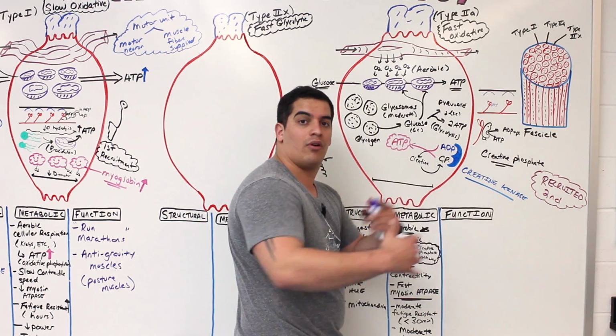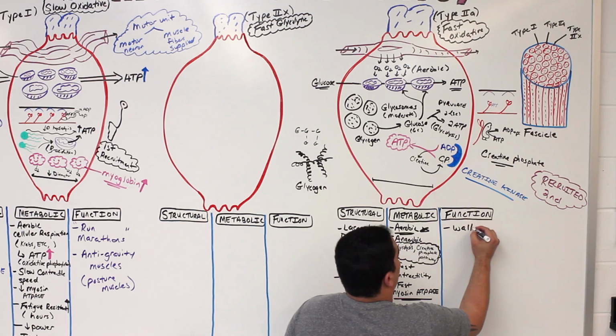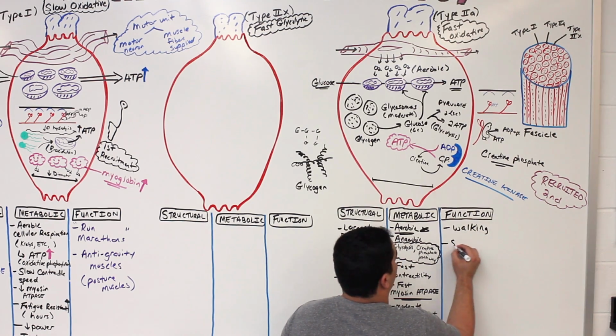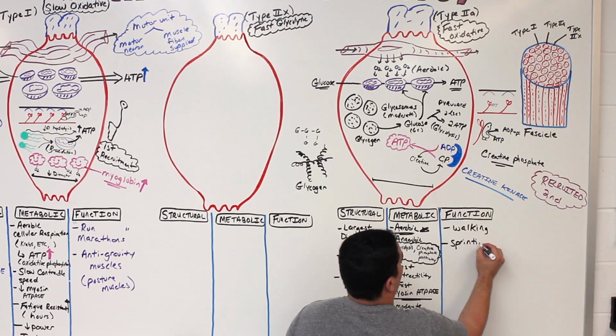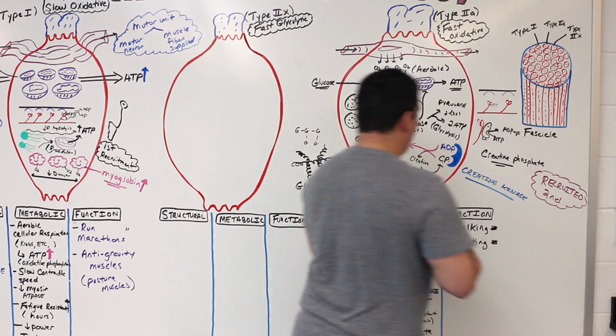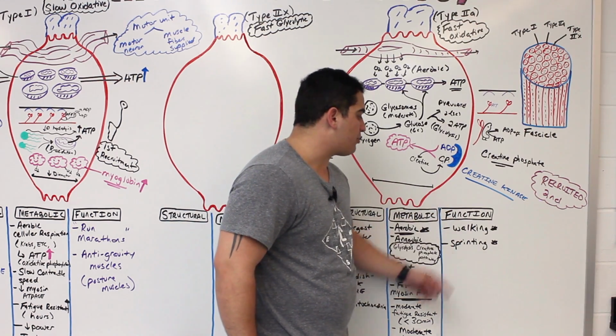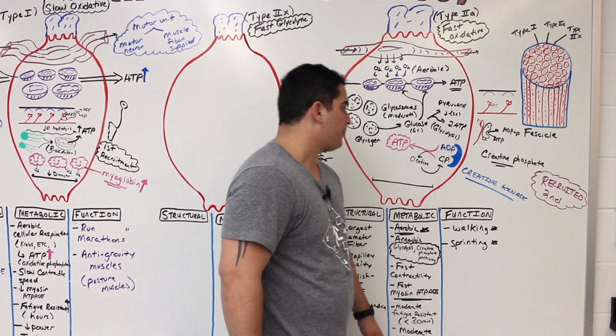So a lot of the muscles that are involved in walking, as well as sprinting. Walking and sprinting are going to be two big activities that are dependent upon this muscle fiber. So walking and sprinting utilize these muscle fibers.